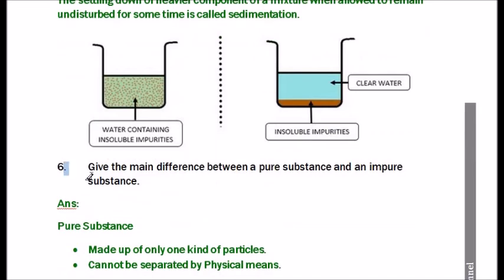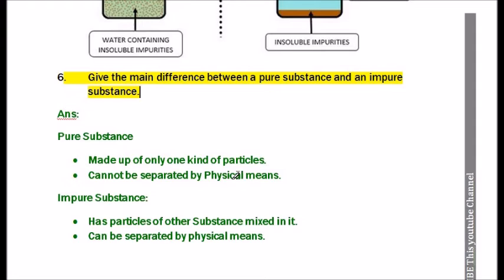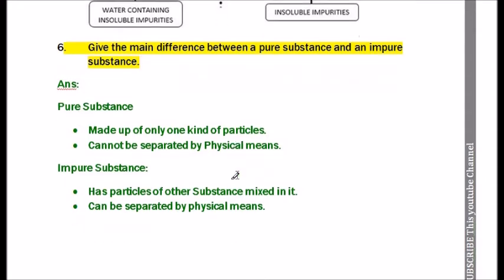Question number 6. Give the main difference between a pure substance and an impure substance. The answer is, a pure substance is made up of only one kind of particles. It cannot be separated by physical means. An impure substance has particles of other substances mixed in it. It can be separated by physical means.